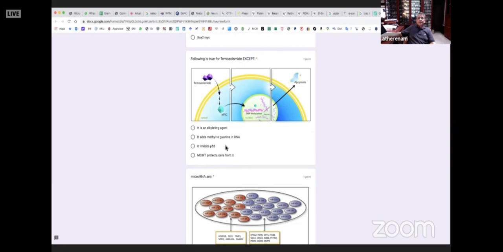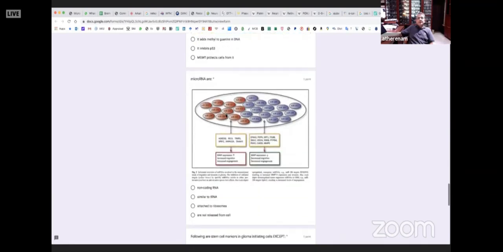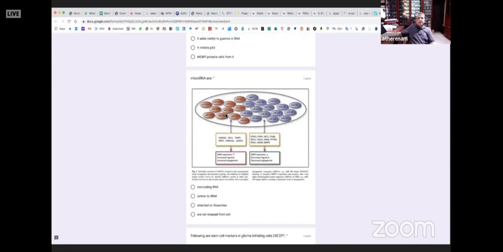MGMT protects cells from it because whatever it does, MGMT comes and takes it away, fixes that. So the right answer is the one saying that it inhibits p53. It has not been shown that it affects p53 directly. p53 is a tumor suppressor gene.